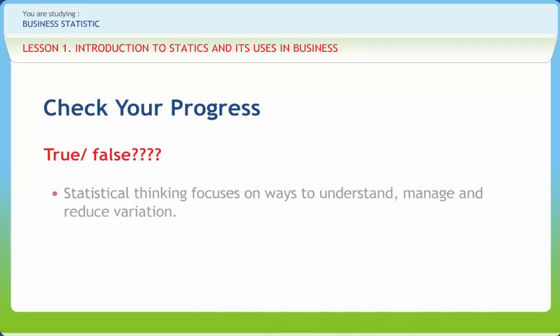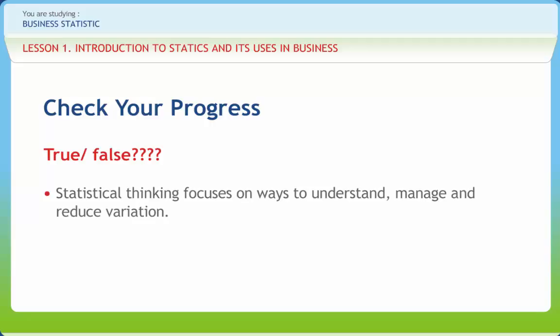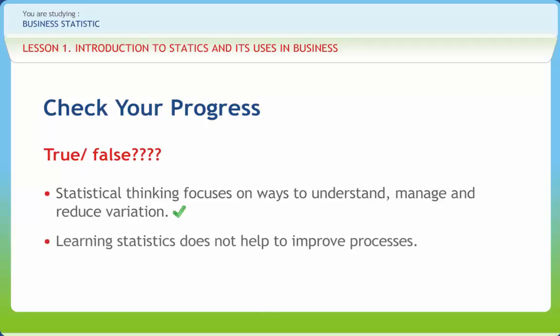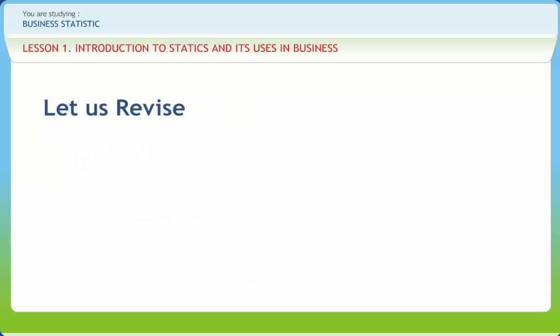Statistical thinking focuses on ways to understand, manage and reduce variation. Right or wrong? Right. Learning statistics does not help to improve processes. Right or wrong? Wrong. Statistics cannot be misused. Right or wrong? Wrong. Before we end, let us briefly revise what we have studied so far.